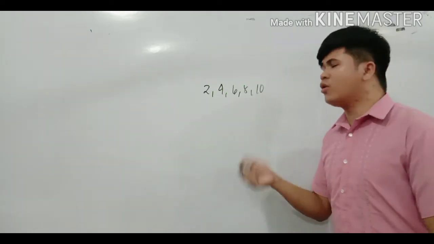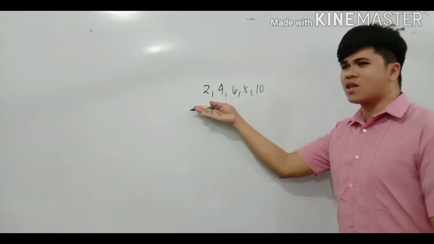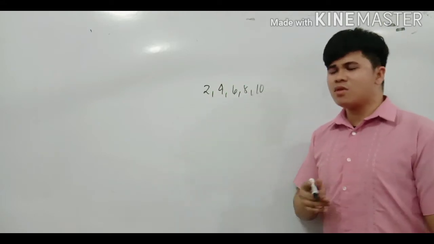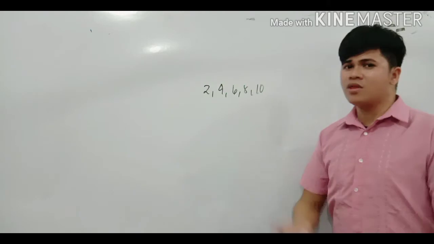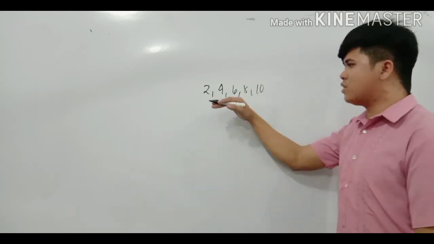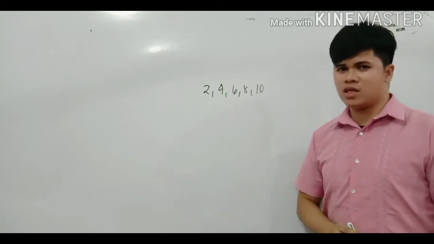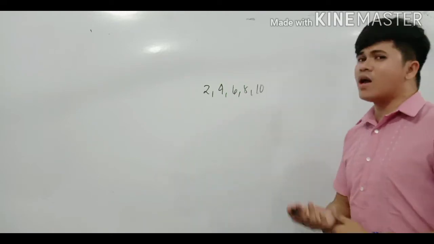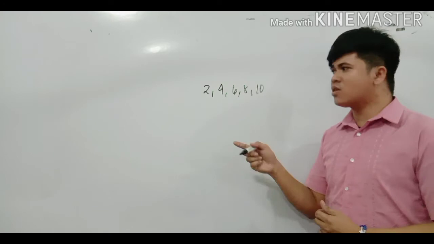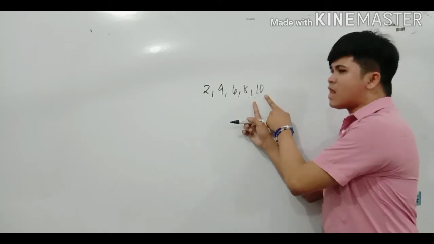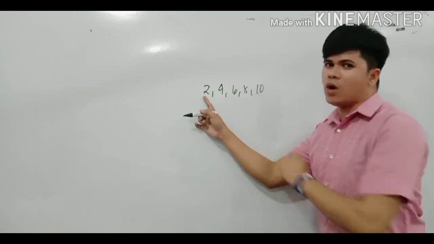Again, in order to tell if this sequence is arithmetic, we have to find the common difference. That means if this sequence has a common difference, then we can say that this is arithmetic. Otherwise, it is not arithmetic. In order to find the common difference of the given sequence, we just subtract the terms from the last to the first one.